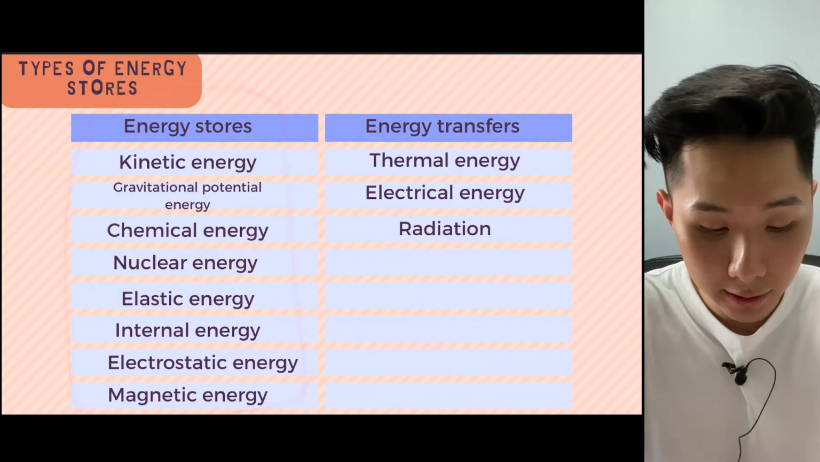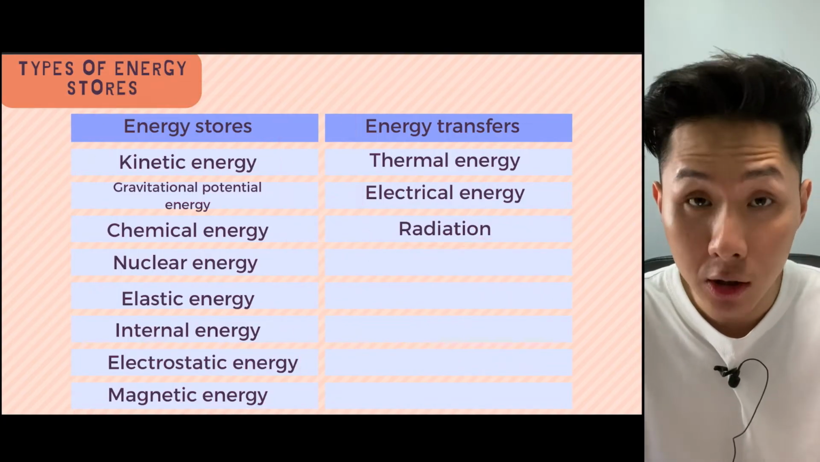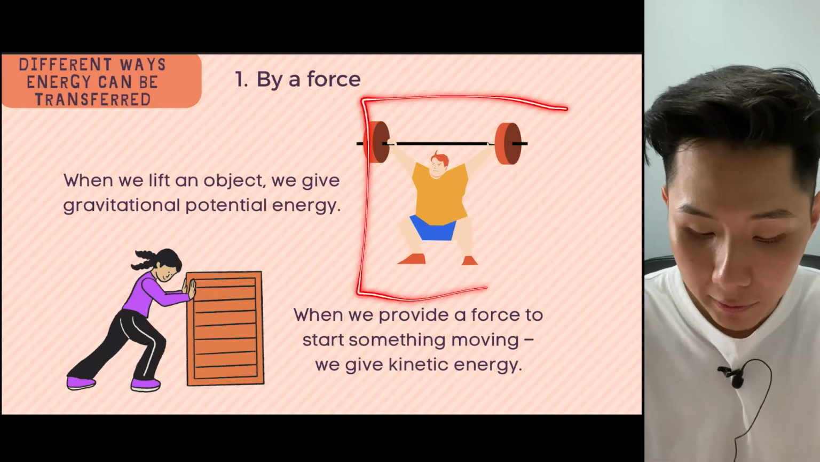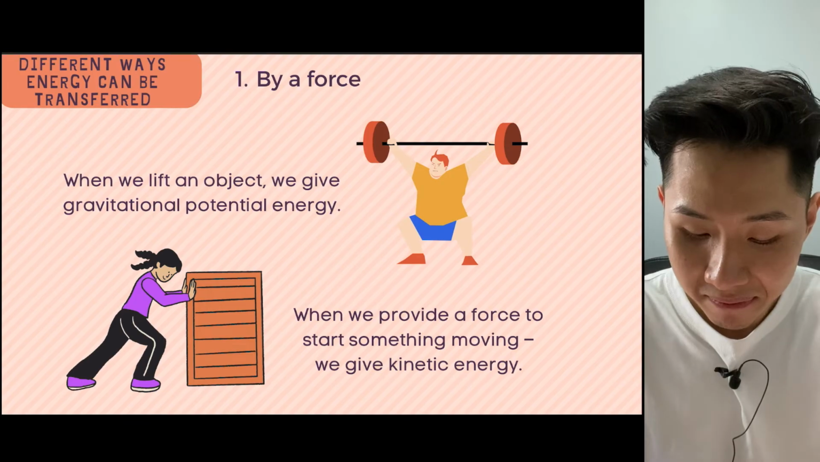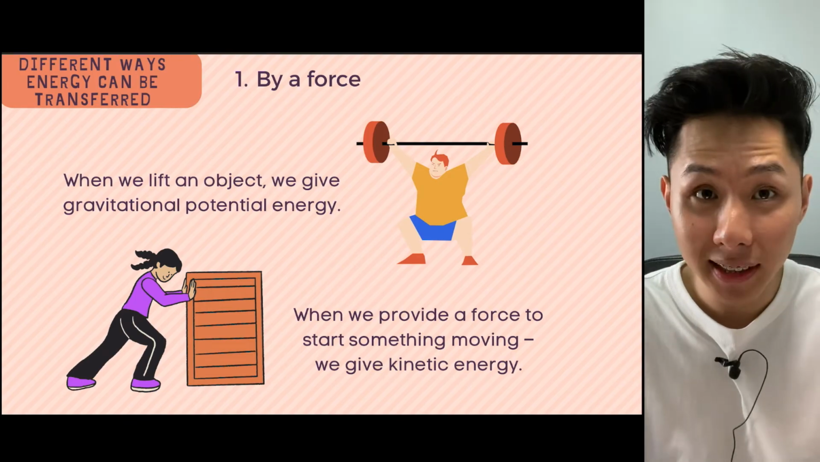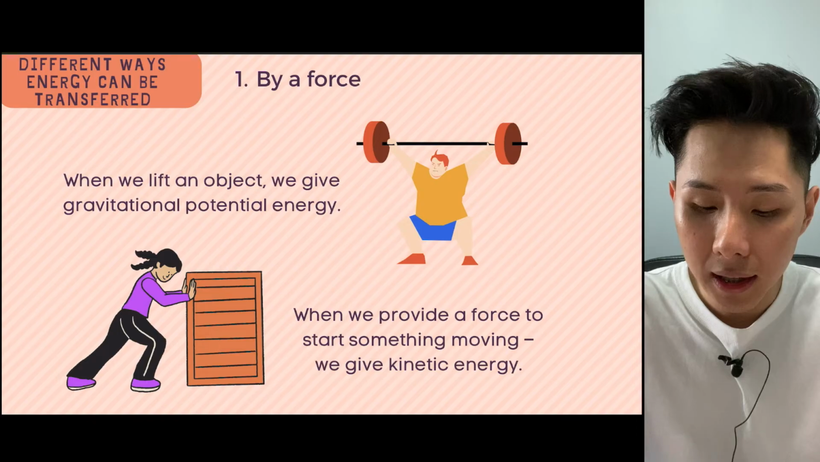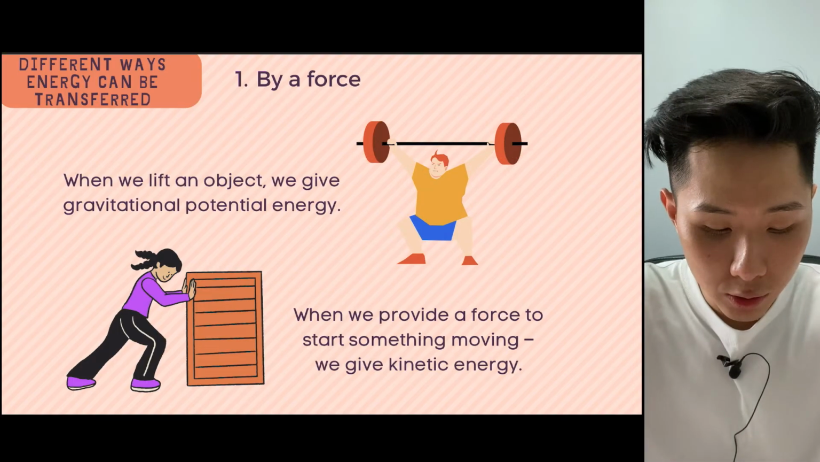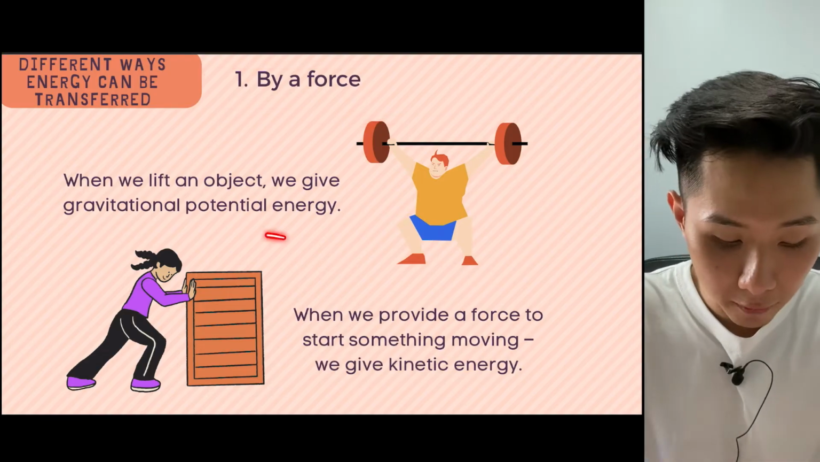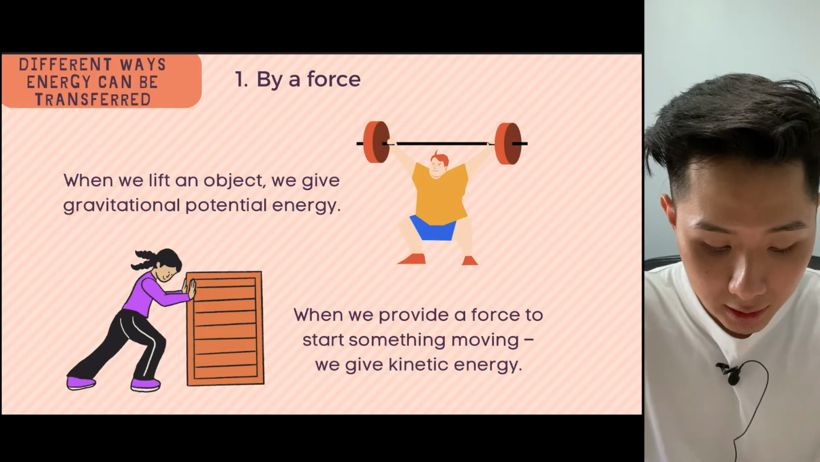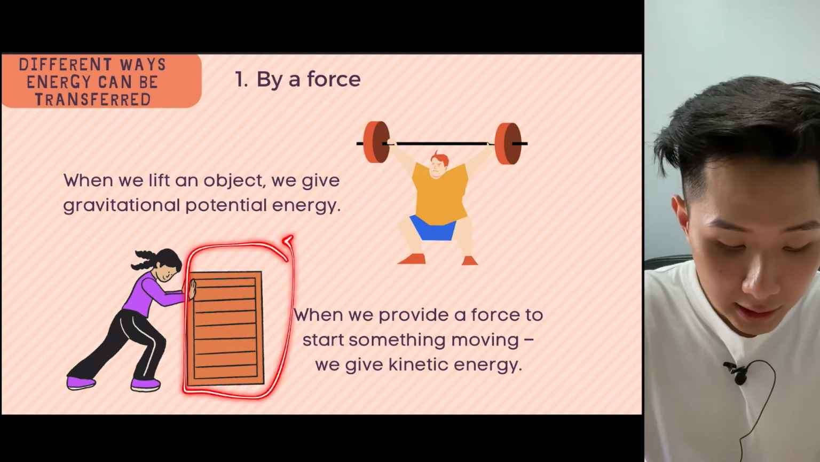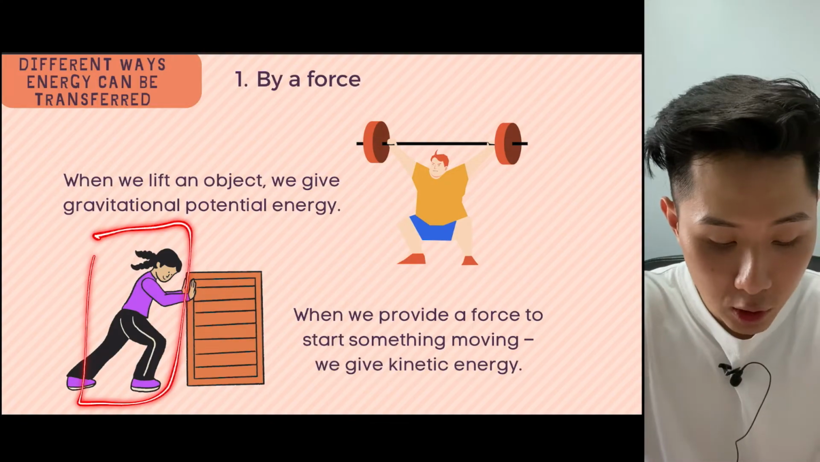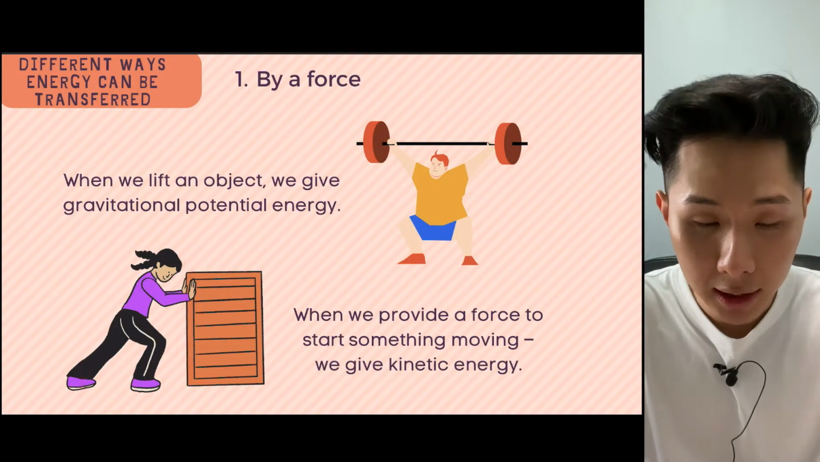So here is a list of energy stores and a list of energy transfers. There are different ways in which energy can be transferred. If we look at this person here, he's lifting. He's basically giving this dumbbell or barbell some gravitational potential energy. So energy can be transferred by force. Or you can look at this little girl here moving something. She's actually giving this box kinetic energy. So that's how we transfer energy, let's say chemical energy inside the body, to kinetic energy in a box.